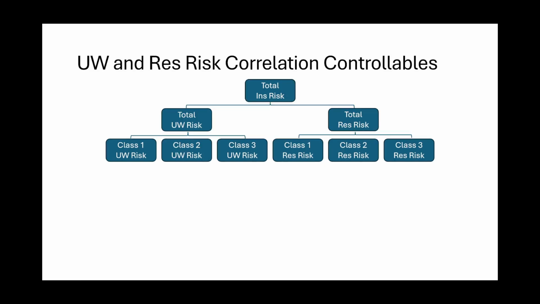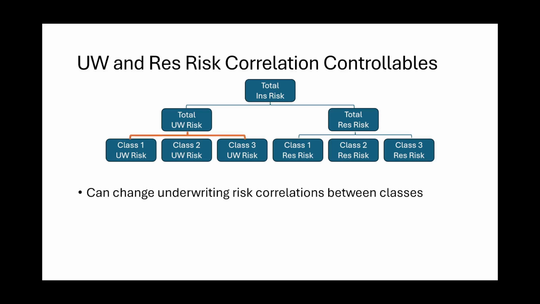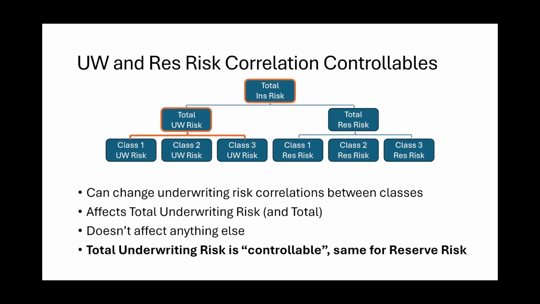If we go across to the second method, the one where we do class correlations first and then the underwriting and reserve risk correlation second, I can control total underwriting risk by changing the correlations between the classes for underwriting risk. And that's going to affect that figure. It's not going to touch any of the reserve risk figures.